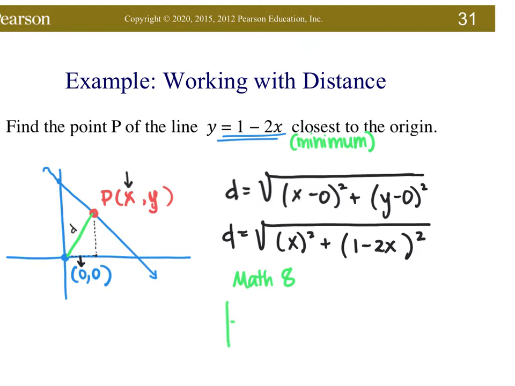Put it in your calculator. Find a good window. Now remember, we're talking about 1 minus 2x as an equation, and this is going to hit here at 0.5, so your window is going to be really small. It is not going to be one of these big windows. It's going to be a small window.